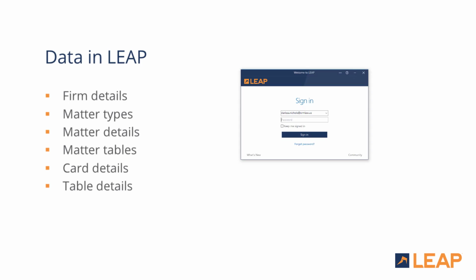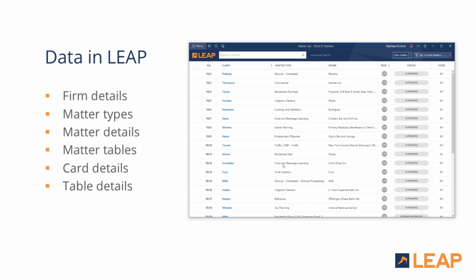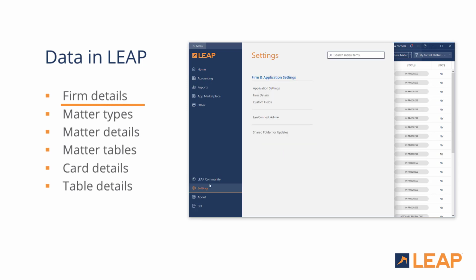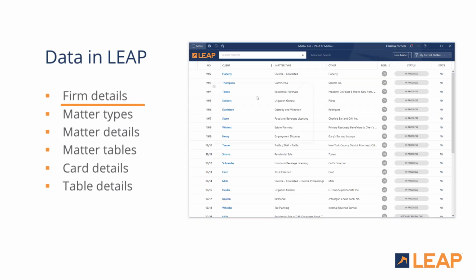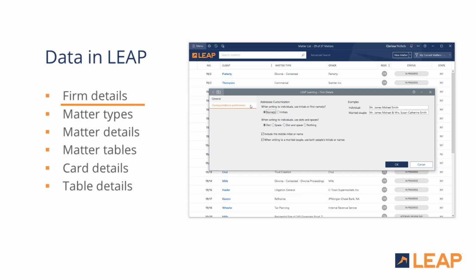So first, data. Let's review where you maintain your data in Leap, and let's think of it from the perspective of helping a client. First, a client forms a relationship with an attorney at your firm, so you will need a place in Leap to manage your firm's details. To find this, we go to the Leap menu settings and select Firm Details. Here you can manage information like your firm's address, website, and your firm's default correspondence preferences.